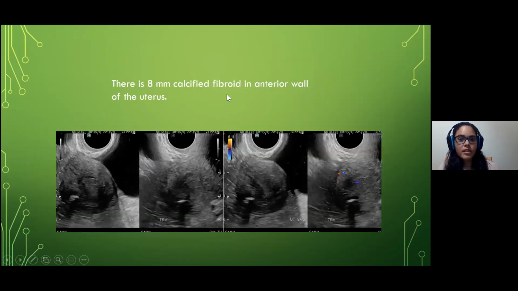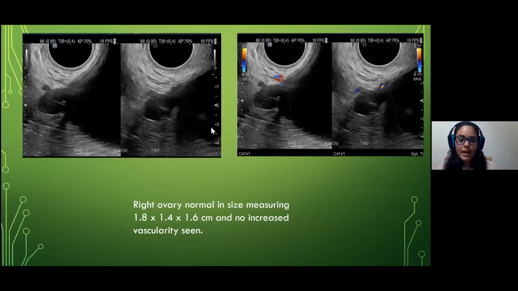Another finding on the uterus was this little calcification. A calcified fibroid was there in the anterior wall of the uterus. She had some other fibroids as well. And when they put Doppler there, nothing striking lit up. So there's a calcification there, probably a fibroid. And then the right ovary here, measuring 1.8 by 1.4 by 1.6 centimeters. And when they put the color Doppler, no increased vascularity was seen, so everything was okay there.